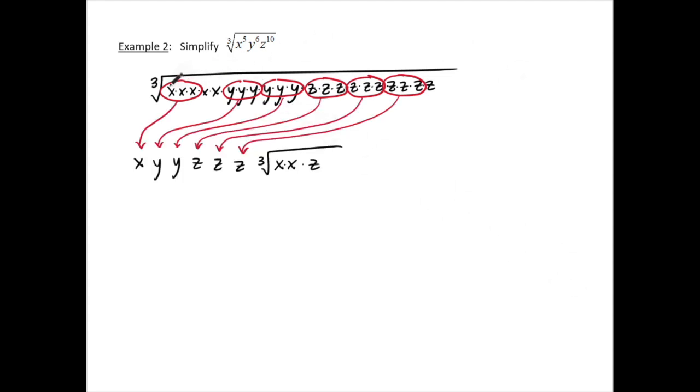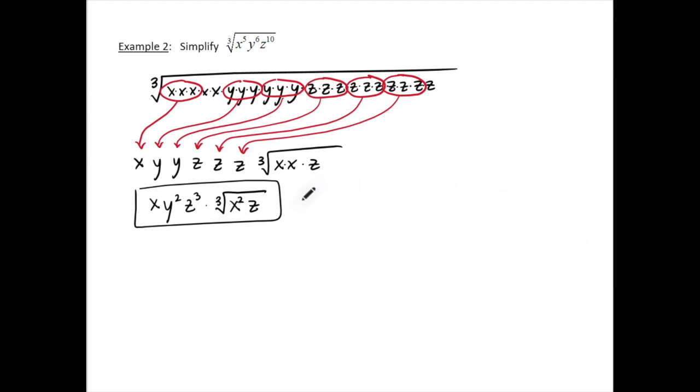So the cube root of x cubed is equal to x, the cube root of y cubed is equal to y, and we get 2 of those. The cube root of z cubed is equal to z, and we get 3 of those. On the inside, we still have 2 factors of x and 1 factor of z. So now we can simplify this. We have x times y squared times z cubed on the outside, and we have x squared times z left on the inside of the cube root.